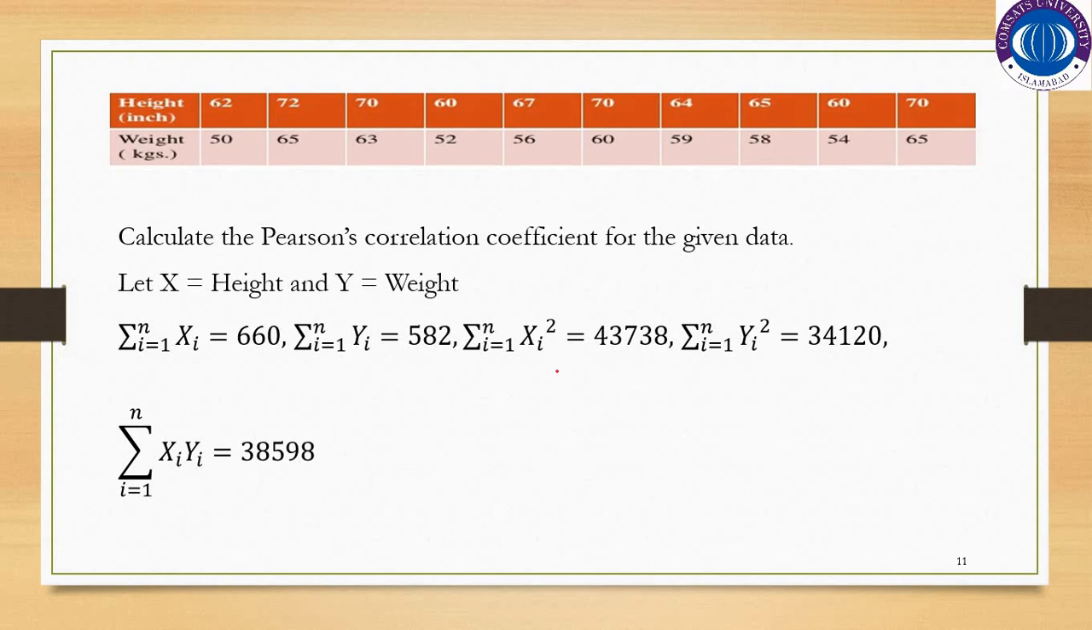So this is the example. These are the data on height and weight. Calculate the Pearson's correlation coefficient for the given data. Let's suppose x is equal to height and y is equal to weight. We have calculated all these quantities from the given data. Summation x comes from summing the first row, and summation y from summing the second row. Summation x squared comes from squaring all values of the first row and summing. Summation y squared comes from squaring and summing all values of the second row. Similarly, summation xy will be 62 times 50 plus 72 times 65 plus 70 times 63, and so on. By summing it all, in the end we get this calculation.